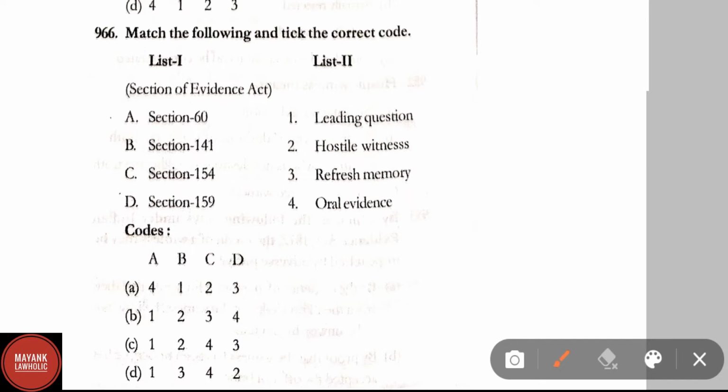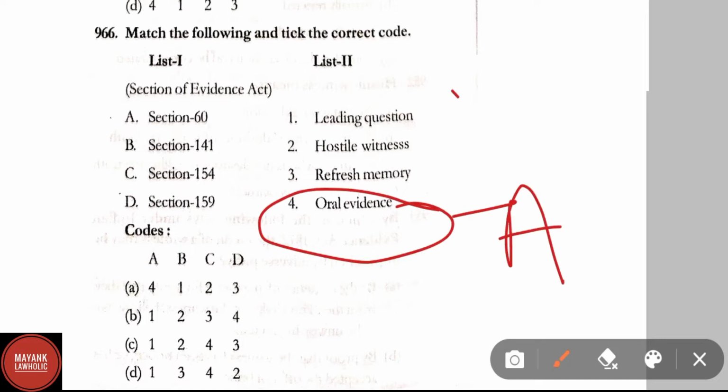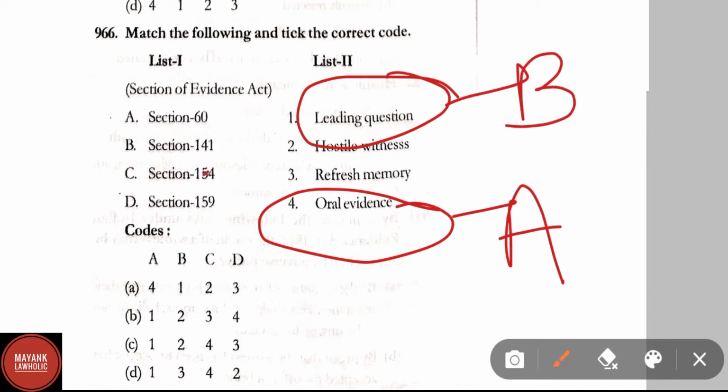Match the following and tick the correct code. List first and list second. Section 60, oral evidence, is the correct answer. Section 141, leading question. Section 154, hostile witness. And section 159, refreshing memory. Here, by going through these matches, the correct option is option A.